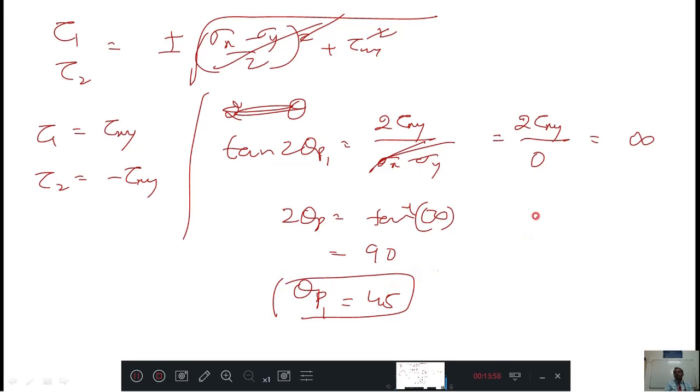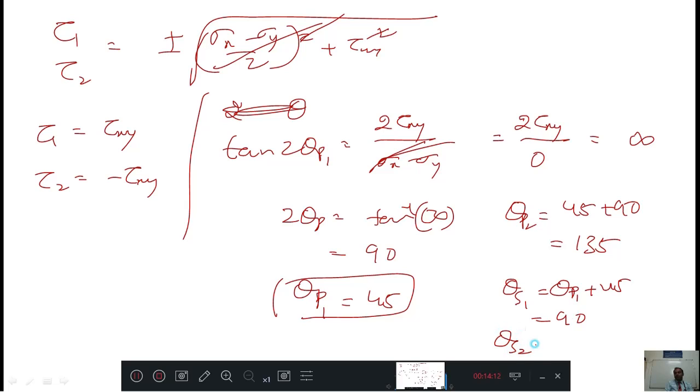When theta p1 is known to you, then theta p2 will be 45 plus 90 degree, because they are perpendicular to each other, 135 degree. Then theta s1 will be equal to theta p1 plus 45 degree, therefore it is 90 degree. Then theta s2 will be perpendicular to theta s1, therefore 90 plus 90 is 180 degree.